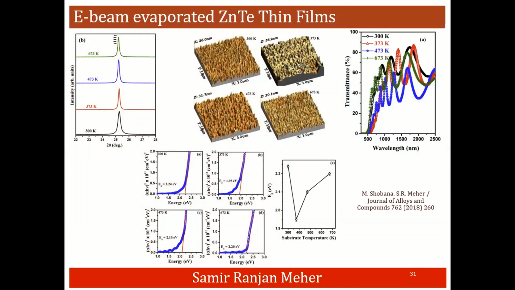Here are a few examples. So this is the growth of zinc telluride thin films by electron beam evaporation. In the boat, we have taken this zinc telluride powder. It has been kept in the graphite crucible, and using the electron beam, this zinc telluride has been evaporated, and these are grown at different substrate temperatures. And here again, you can see the nice interference pattern in the optical transmittance spectrum, which ensures the formation of the thin films.